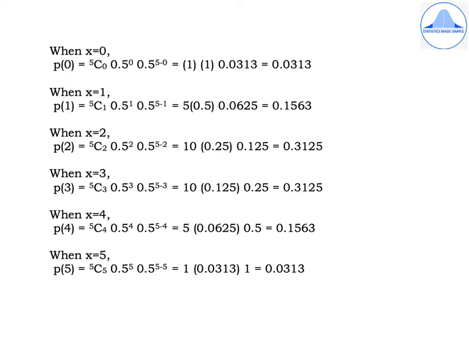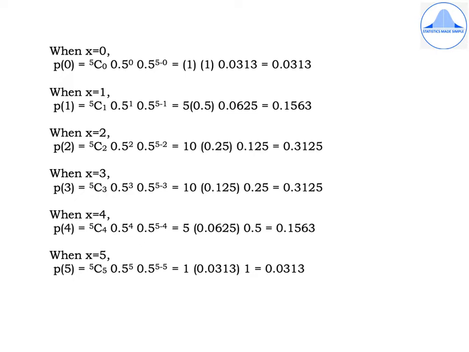Similarly, when x is equal to 2, P of 2 is 5C2, 0.5 to the power 2, 0.5 to the power 5 minus 2, which is equal to 10 into 0.25 into 0.125, which is equal to 0.3125. When x is 3, we get P of 3 is 5C3, 0.5 to the power 3, 0.5 to the power 5 minus 3, which is equal to 10 into 0.125 into 0.25, which is equal to 0.3125. When x is equal to 4, I get P of 4 is equal to 5C4, 0.5 to the power 4, 0.5 to the power 5 minus 4, which is equal to 5 into 0.0625 into 0.5, which is equal to 0.1563.